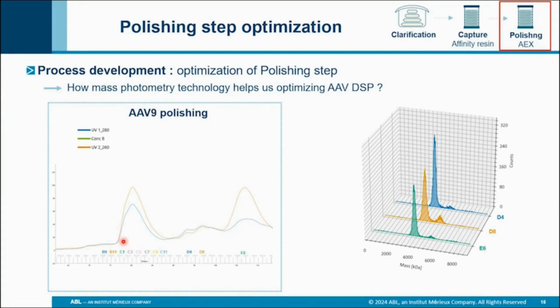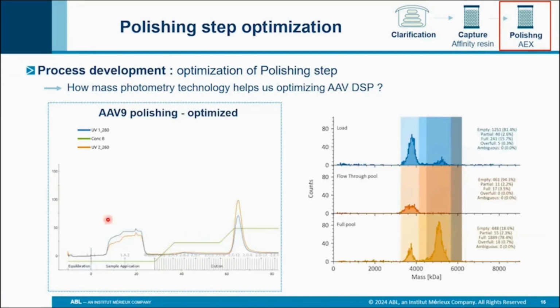So actually what we did is we performed another chromatographic run on the same day. And we ended up with this chromatogram, this experiment. So we've pulled out the fraction. And so if we analyze that through the Simux MP, so this is our load. So we started with 15.7% of full.